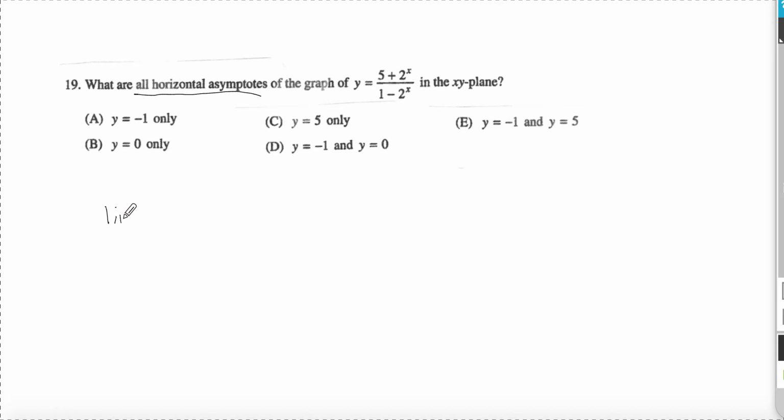Horizontal asymptotes. I've just reminded us that that means we need to take two limits. First, x approaches infinity of (5 plus 2 to the x) over (1 minus 2 to the x).